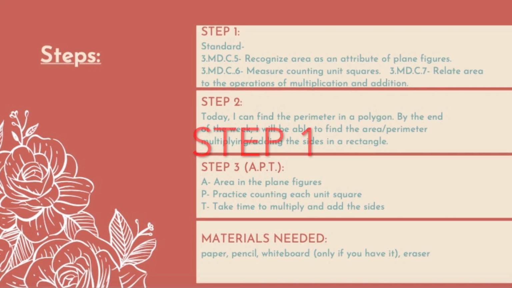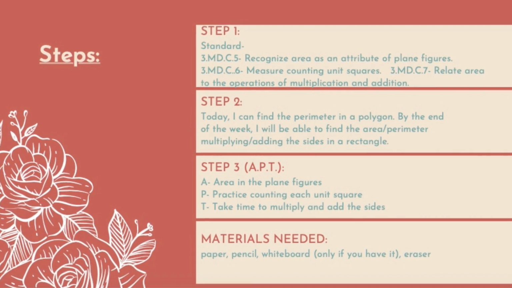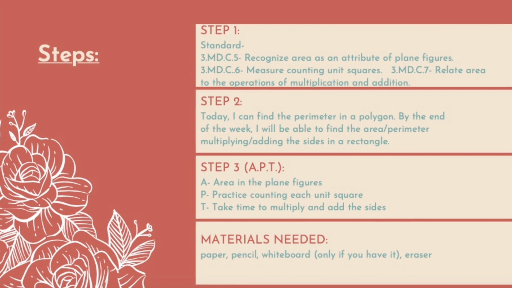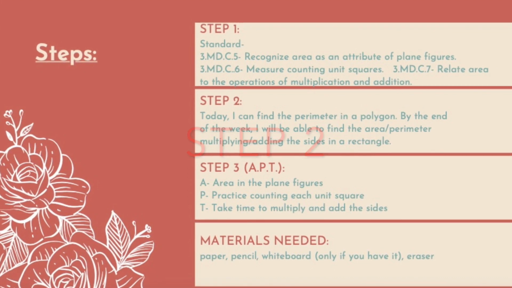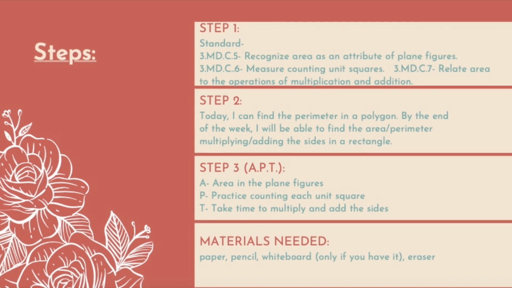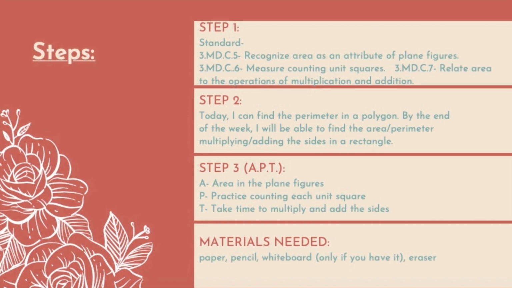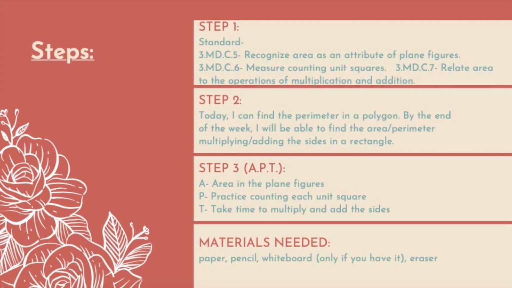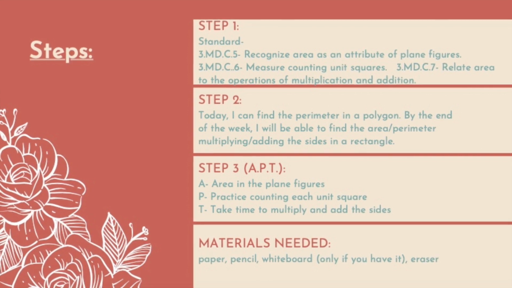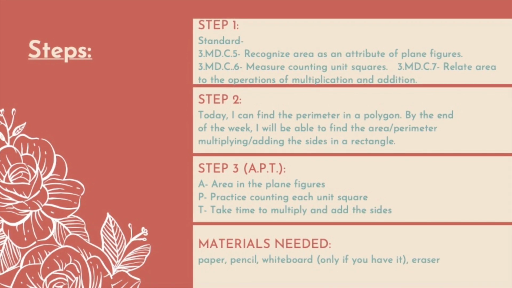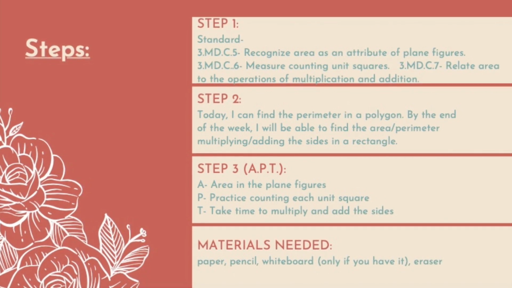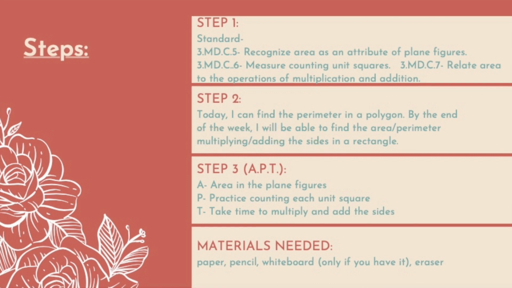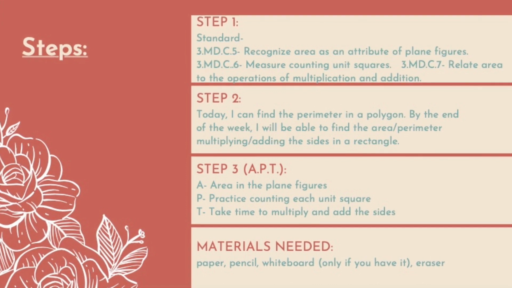In step 1, list the different standards we will be using throughout the week. In step 2, today I can find the perimeter in a polygon. By the end of the week, I will be able to find the area and perimeter, multiplying and adding the sides in a rectangle. Step 3, we have the abbreviation APT.